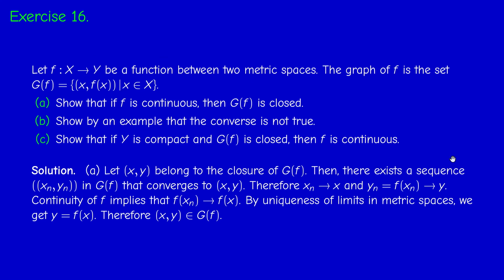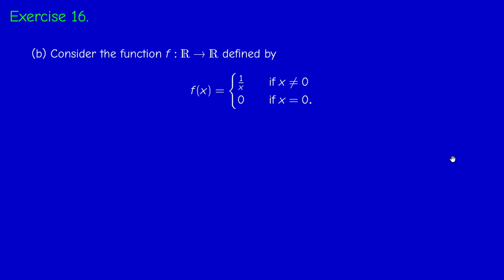The converse is not true. Here's an example. I take the hyperbola 1 over x, but I define it to be 0 at 0. Now I can define it to be anything. Zero is not important. You can put 1, you can put 2, any number, but not infinity.